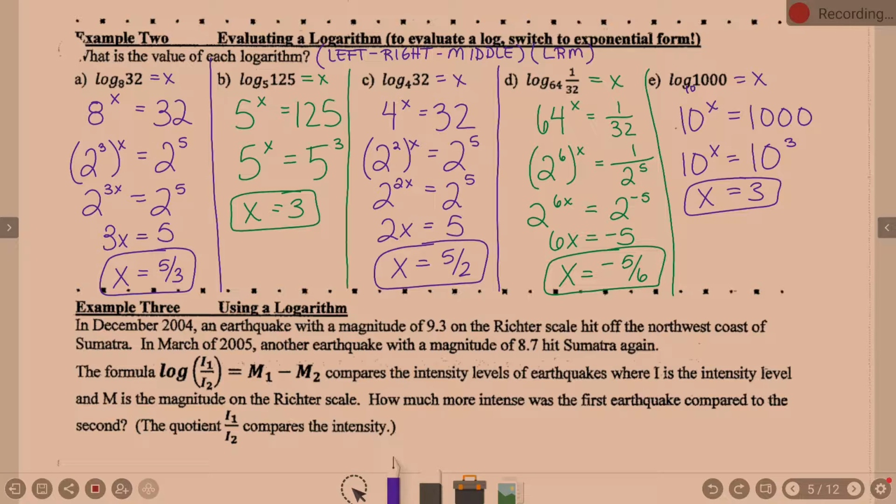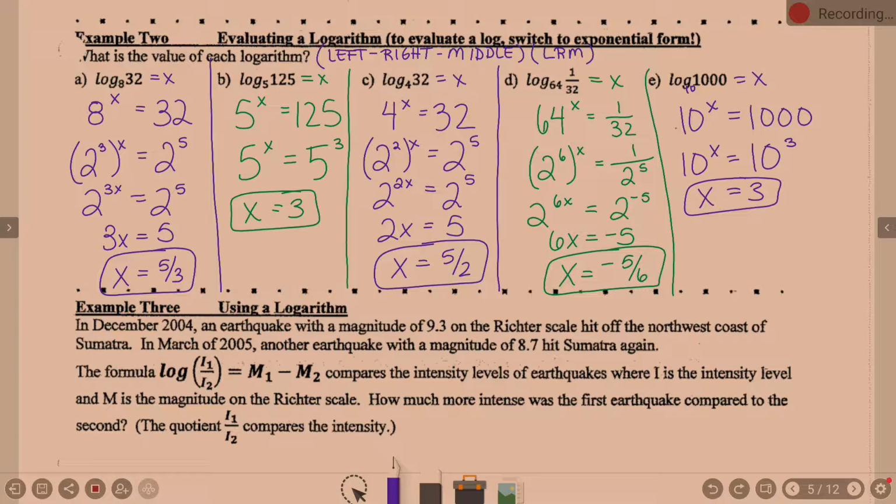Now, did anyone do this one a different way? I just use a calculator. Oh, did you just put it in the calculator? Well, I kind of do. Okay. So, on this one, could you have just put it in the calculator? Yes, because it is log base 10.